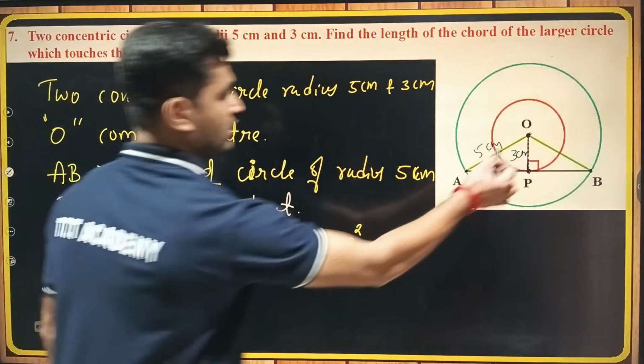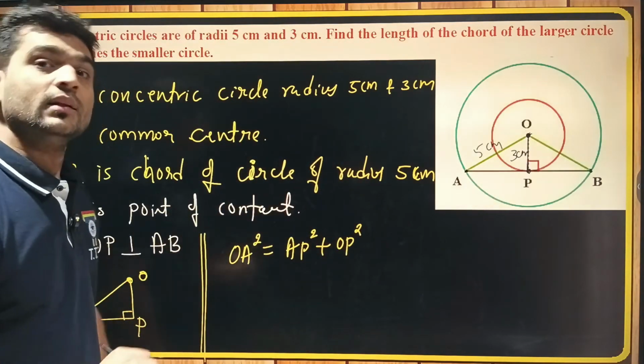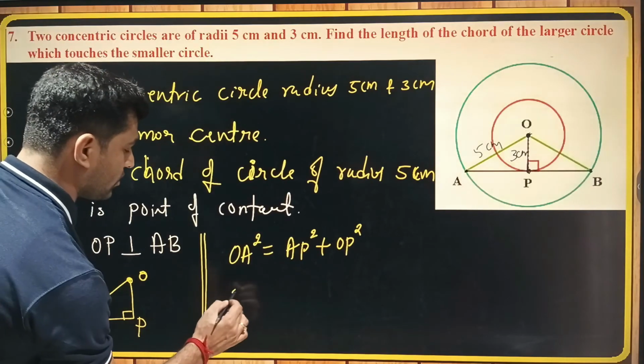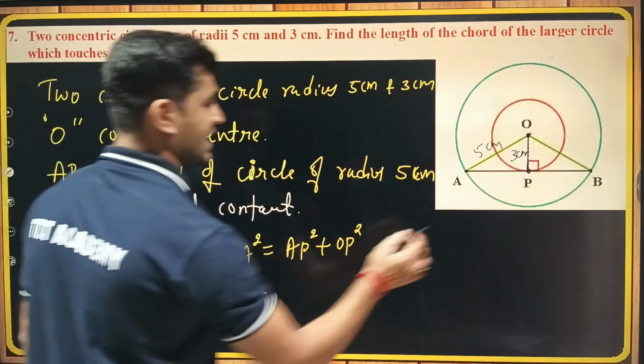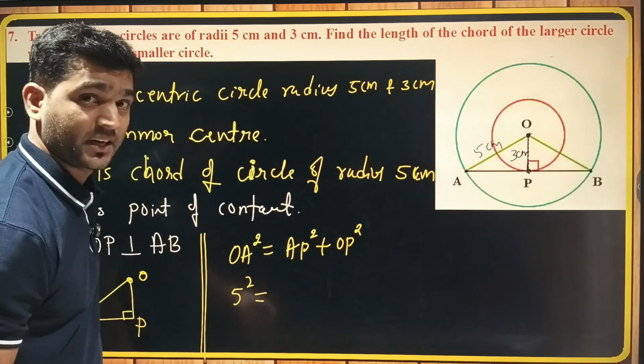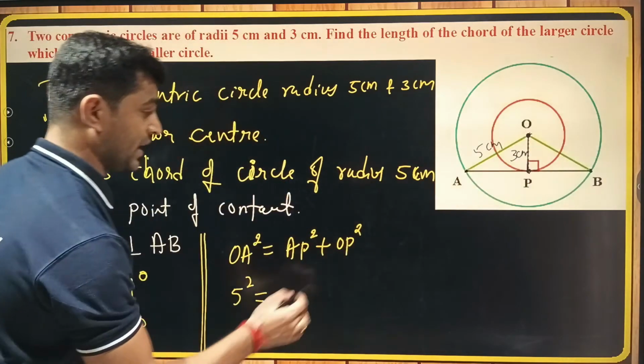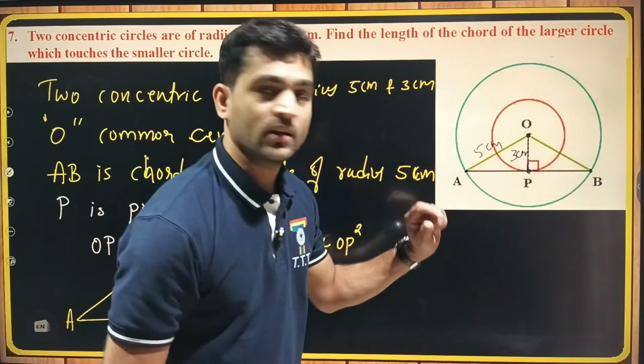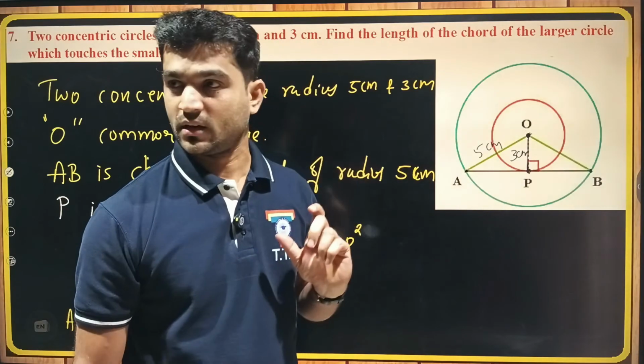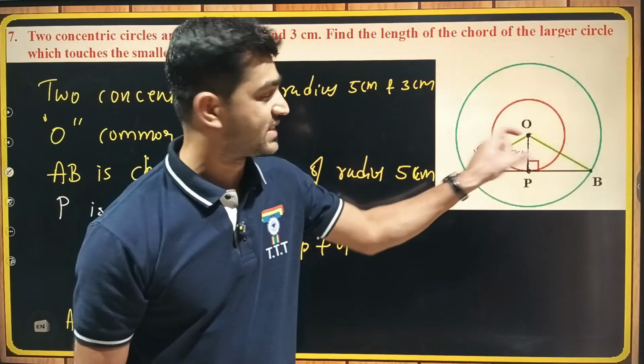What is the value of OA? Because that is the radius of the larger circle, it is 5. What is AP? We don't know, we need to find that. Let's take OA, what is OP? OP is the radius of the small circle. Therefore that is 3 centimeter.